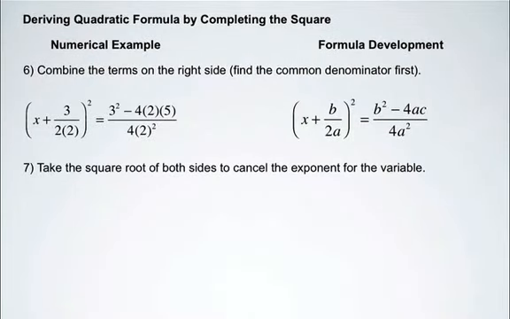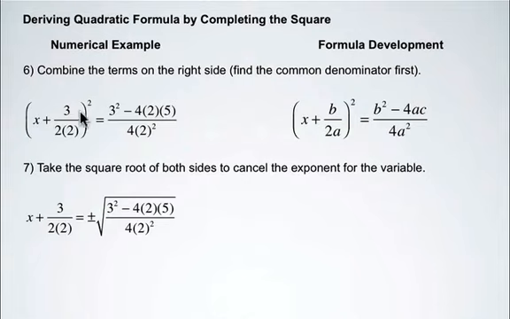Our seventh step is to take the square root of both sides to cancel the exponent for the variable. So we're going to take the square root of this side to get rid of this exponent. So now it's gone. We'll also have to take the square root of this side to make sure that what's on the left is still equal to the right. And we've done that. We do the same here. So now we have plus or minus the square root of b squared minus 4ac divided by 4a squared.